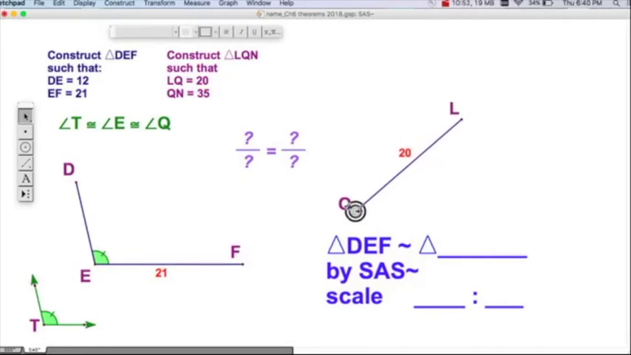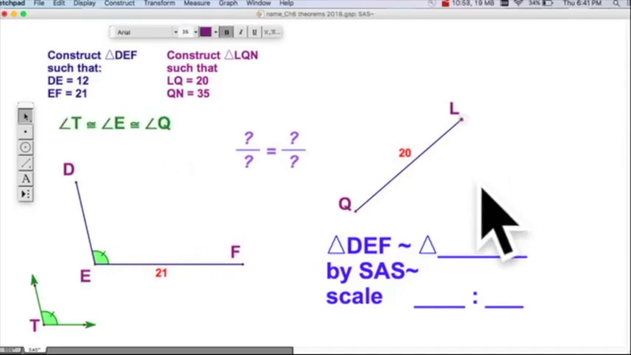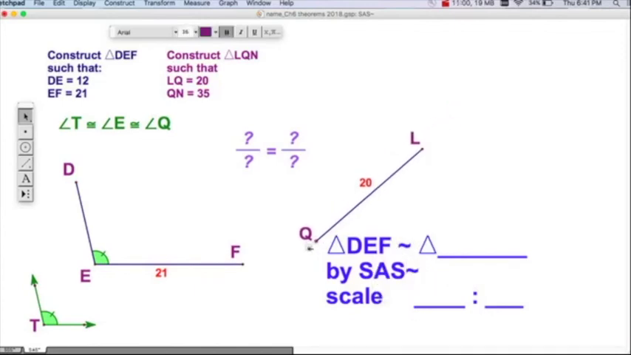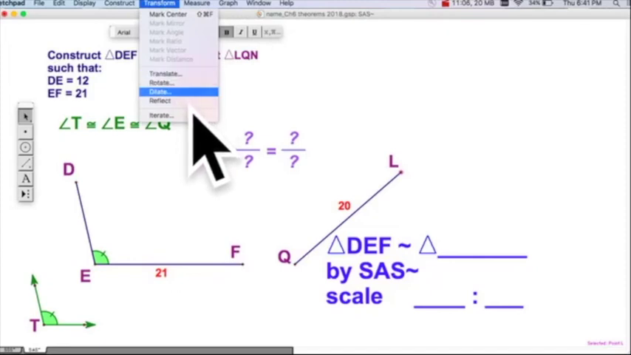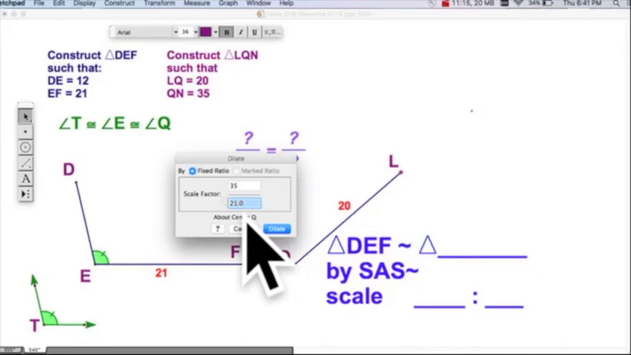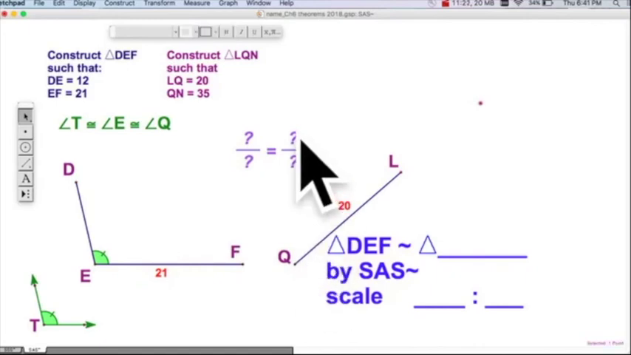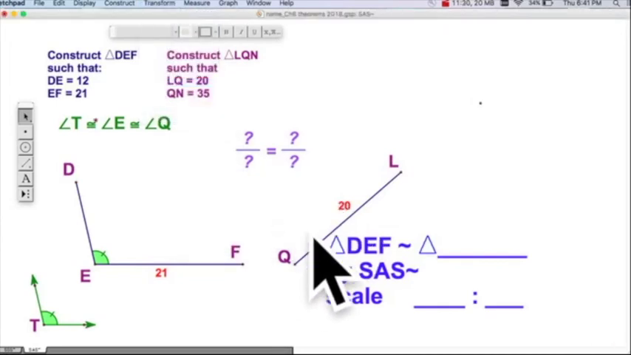I'm going to double click on the Q because these three angles all match. I'm going to select the point L. I better move this down because I know it's going off the page. I'm going to take this point L, transform, and I'm going to dilate. This time I want QN, the other side, to be 35. So I'm going to dilate 35 to 20. Perfect scale model. And while it's still highlighted, I'm going to go to transform, rotate by marked angle, swish.